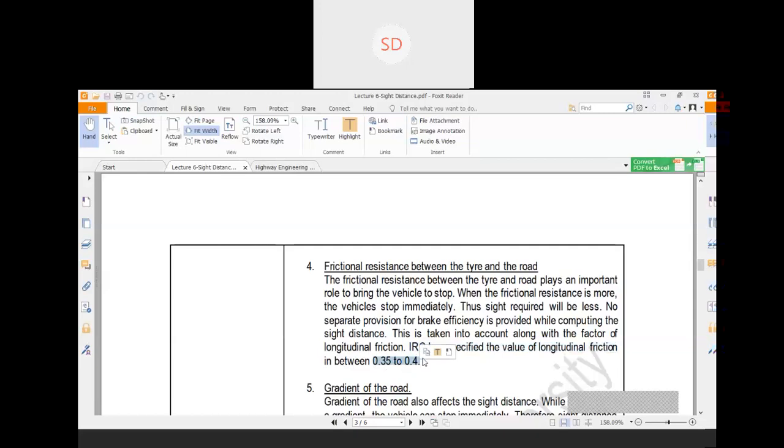Now remember one thing, whenever you are designing for the sight distance, the coefficient of friction which is required is the longitudinal coefficient of friction. Whenever you are designing your horizontal curves, the coefficient of friction would be the lateral coefficient of friction. So remember this, don't confuse longitudinal friction and lateral friction. So in this case we only consider the longitudinal friction.